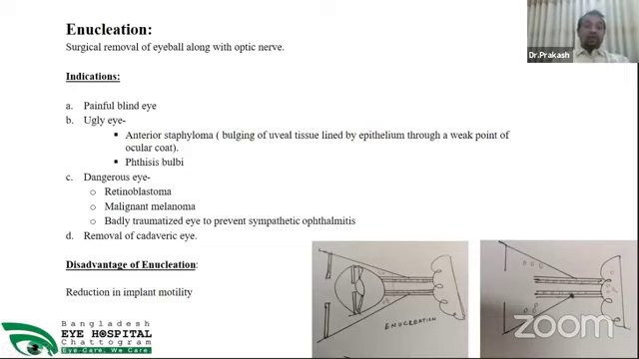Now come to the important topic, it is important for the exam. One is enucleation. What is enucleation? Surgical removal of the eyeball along with the optic nerve, as you can see over here.